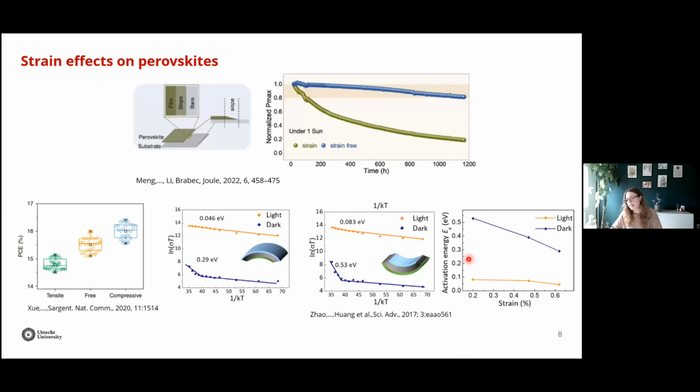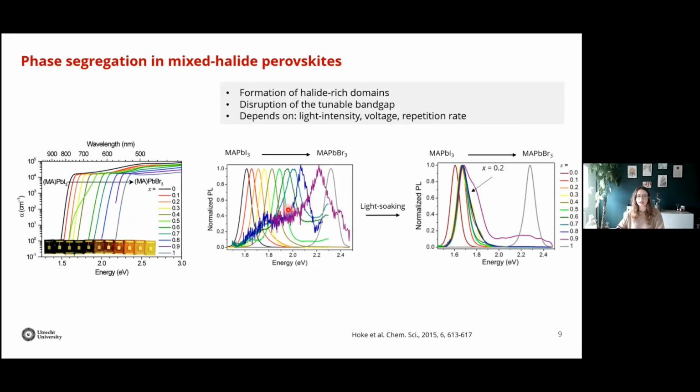And this is summarized in this plot, where you see that the activation energy decreased as a function of increased strain. So what we wanted to then do was to look at the effect of strain on phase segregation. And this phase segregation is something that occurs in mixed-halide perovskite, which are very popular because you can tune the bandgap of this material from the UV to the infrared just by mixing halides in different ratios.